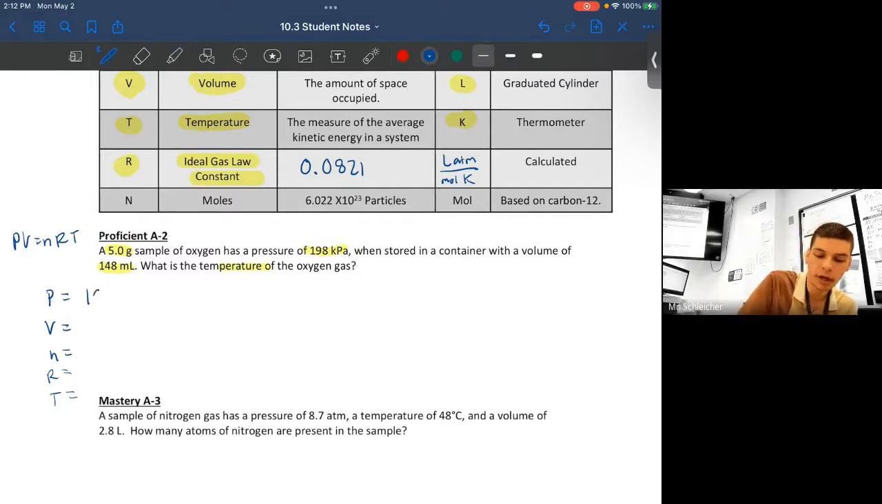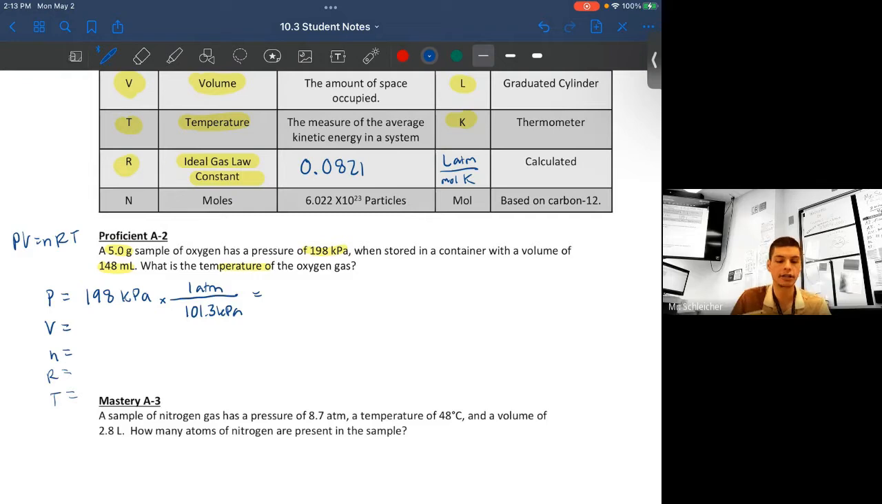P is 198 kilopascals. Are we allowed to use kilopascals here? The answer is no. We need to convert this to atmospheres. In every 1 atmosphere, how many kilopascals were there? There should be 101.3 kilopascals. If we do this math, 198 divided by 101.3, the amount of atmospheres that we actually have in this equation is 1.95 atmospheres, which we are allowed to use in our math here.